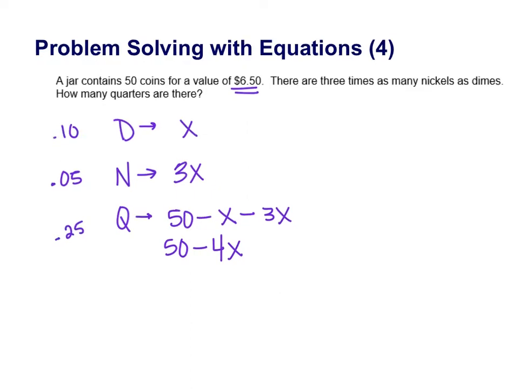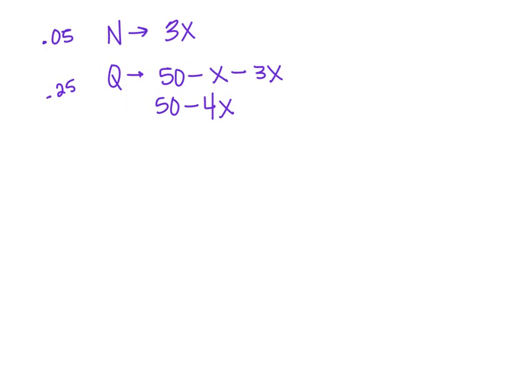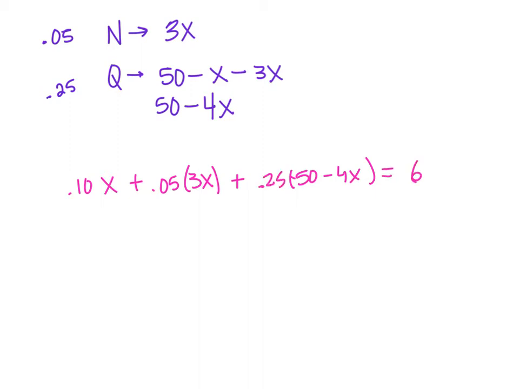Now, the total values add up to $6.50, so we're going to add those up. We have X dimes, but remember we have to multiply it by 10 cents. We're going to add to it our nickels, which is 3X. We're going to multiply that times the value of a nickel, 0.05. We're going to add to that our quarters, which is 50 minus 4X, and we multiply that by 0.25. And that's going to equal our $6.50.